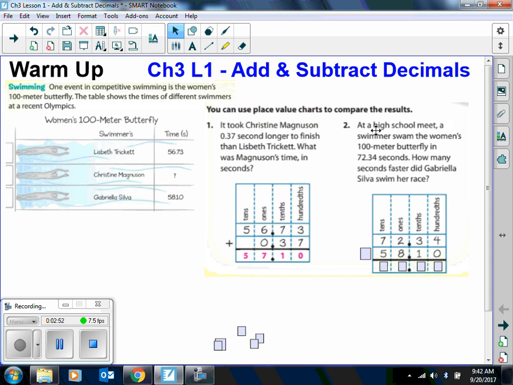Number 2 says, at a high school meet, a swimmer swam the women's 100-meter butterfly in 72.34 seconds. How many seconds faster did Gabriela Silva swim her race? Would that be addition or subtraction? Subtraction. Very good, because we want to know how much faster she swam, right? So you line up your decimals and you subtract like normal. So what did you get when you subtracted? We got 14.24. Okay?